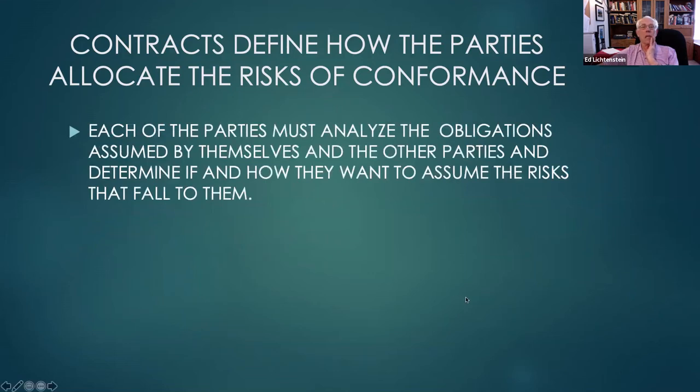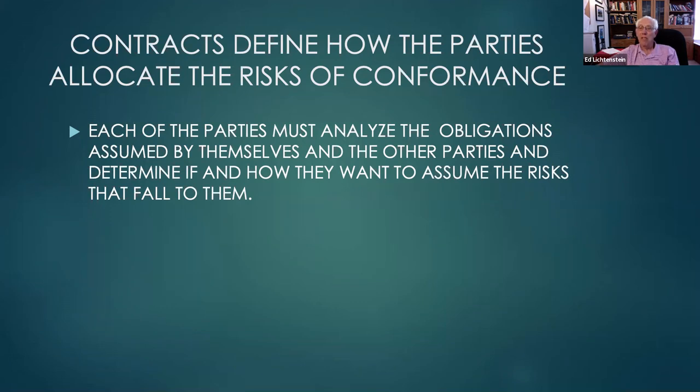All right. Contracts define how the parties allocate the risk of performance. So what do you have to do? Each of the parties, whether it's one or whether it's five, whether it's in a joint venture where you've agreed you're going to do something with someone else for a third party, each of the parties has to analyze the obligations assumed by yourself and the other parties to the contract. And they have to determine if and how they want to assume the risks.